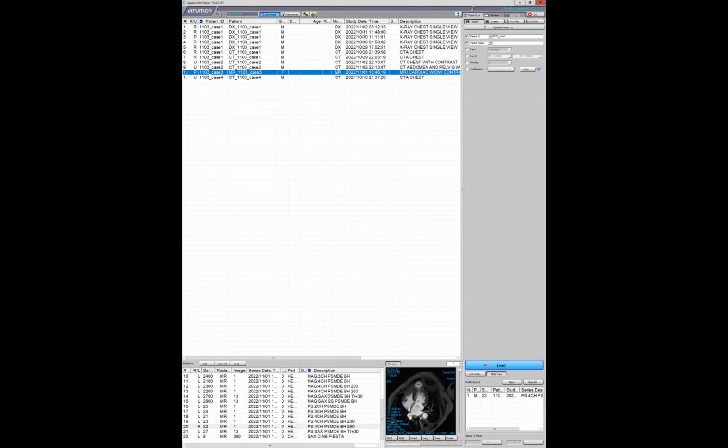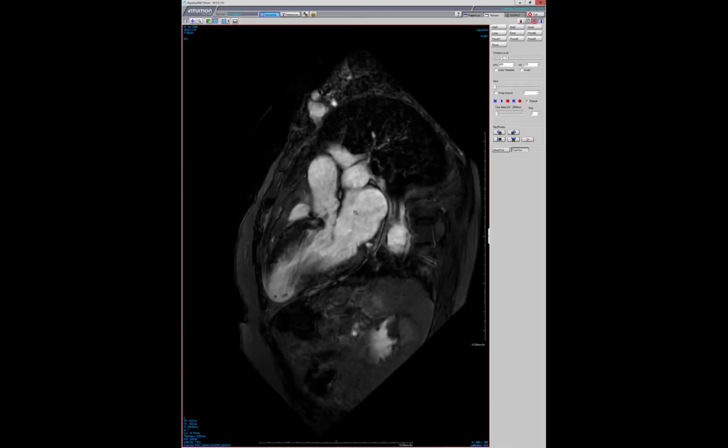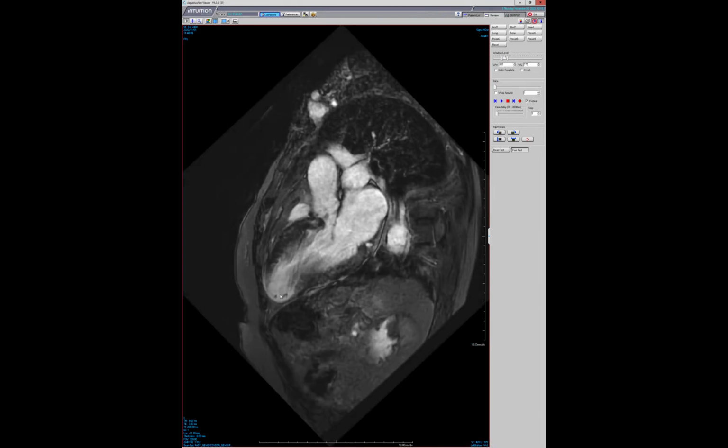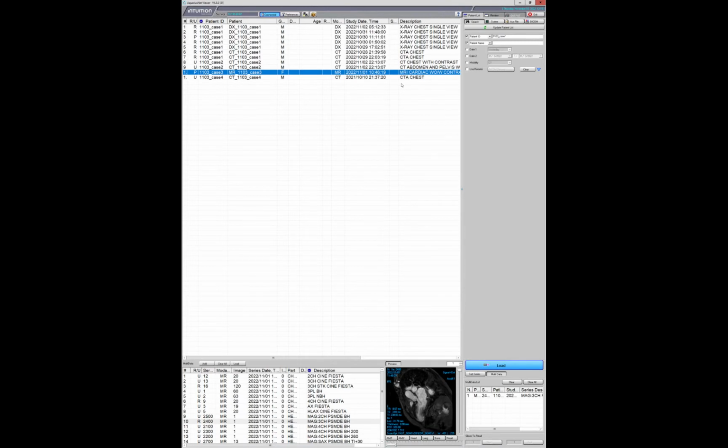If you want, you can add 600 milliseconds to the inversion time to really bring out the thrombus, because everything else will gray out, but it's pretty clearly thrombus. So, a nice apical HCM case, pretty classic.